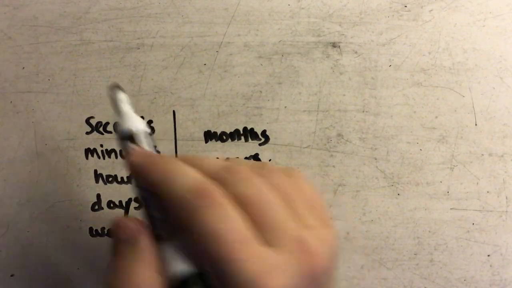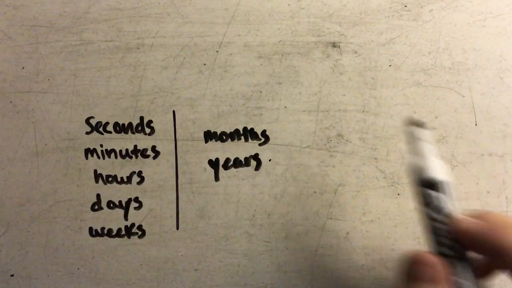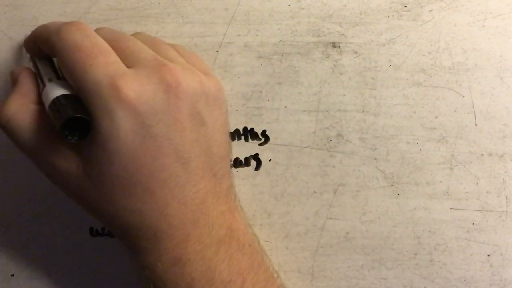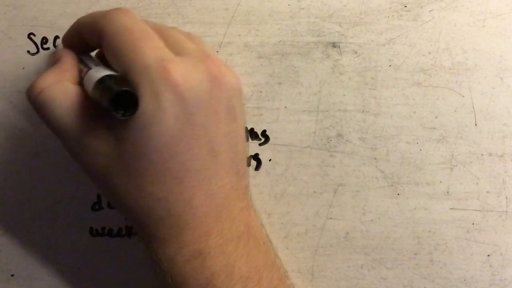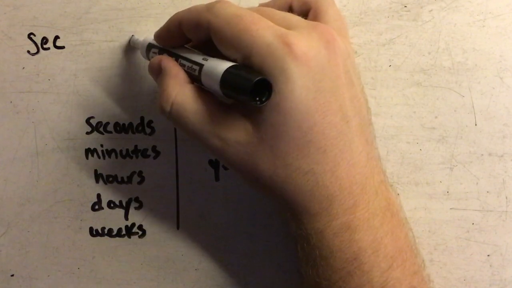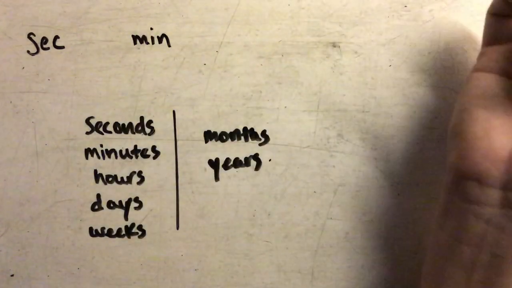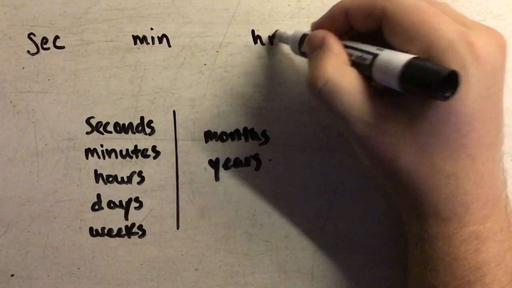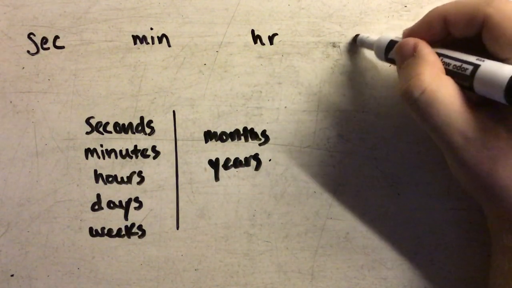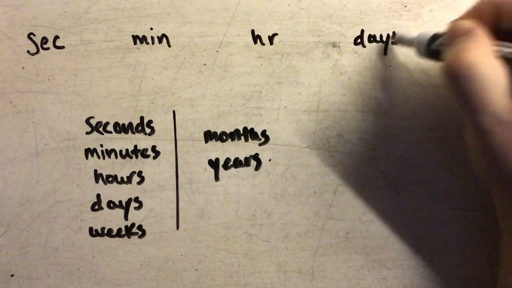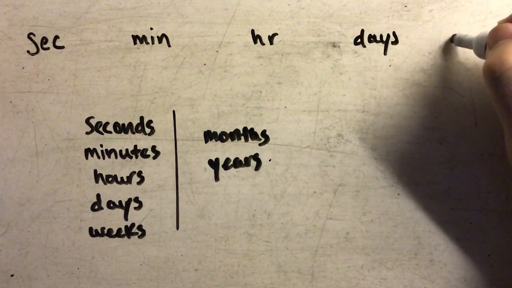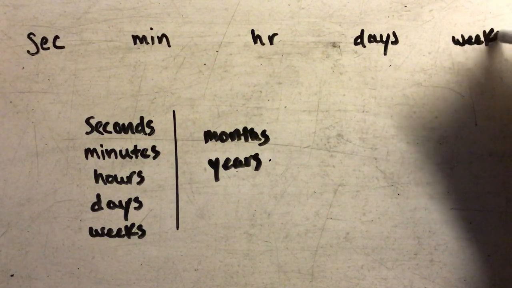So we're going to start by building our conversion chart with seconds, then minutes, then hours, then days, and finally weeks.